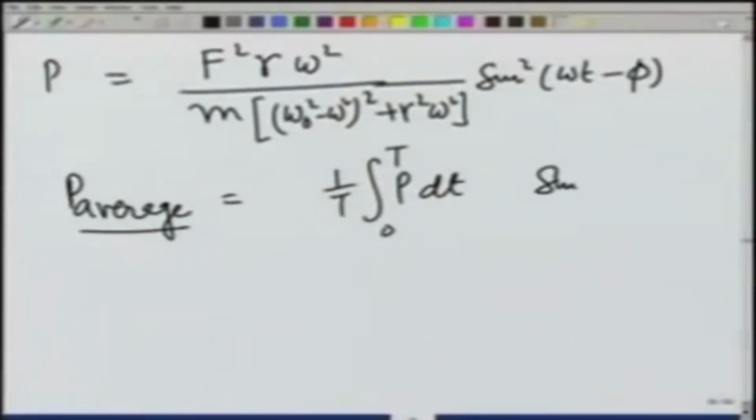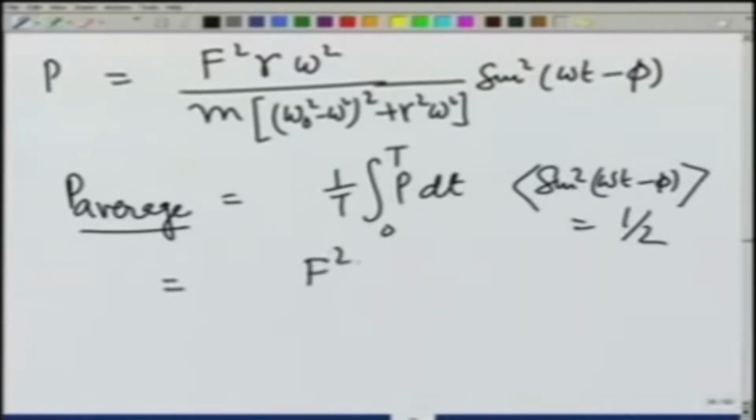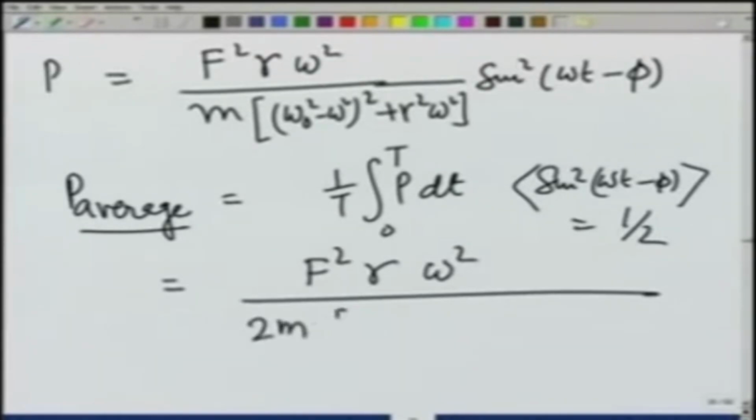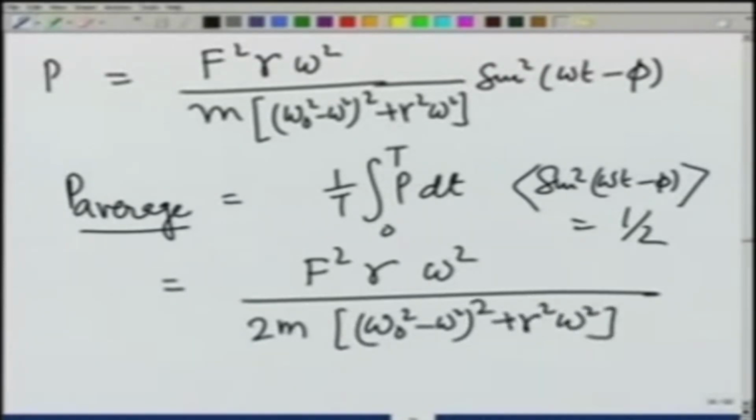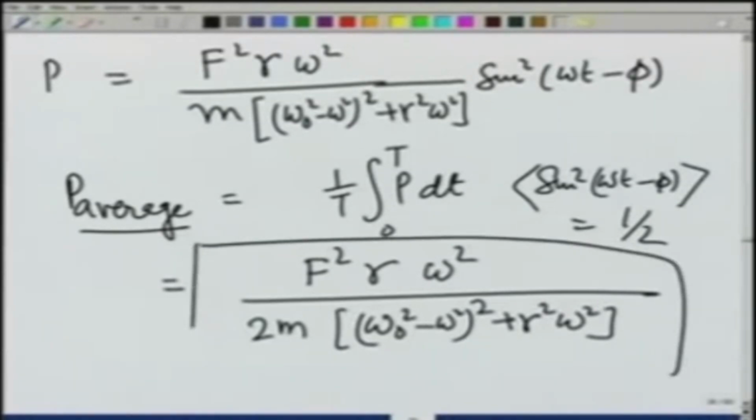Sine square omega t minus phi averaged over a cycle is always a half. Recall RMS value from AC circuits in your 12th. So, average power comes out to be f square gamma omega square over 2m times omega naught square minus omega square plus gamma square omega square. This is the average power loss in the system. Is it equal to the power supplied? It should be. Let us calculate that.